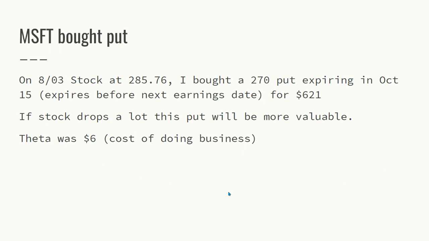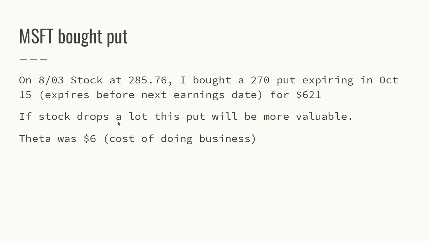So here's how I started the position on Microsoft on August the 3rd. The stock was at 285.76. I decided to buy a 270 put, so it's pretty far out of the money from the initial price. This was for October 15th, right before the next earnings date, which was going to be the end of October. And it cost me $621, essentially the money to play the game here for the protection.